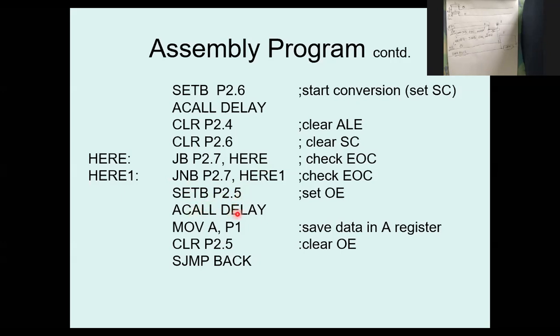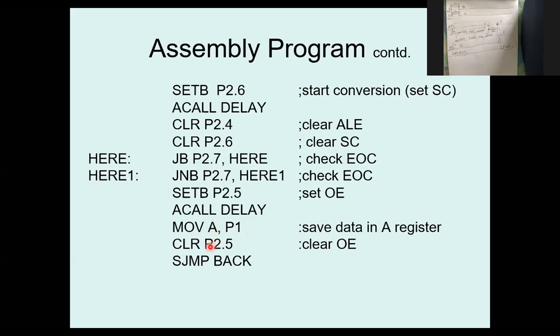OE signal high and I am given a delay. Then I just get the data. That is an input through P1, A means accumulator will be the content of P1. What is P1? P1 is nothing but connected with the data bus, that is D0 to D7. So the content of the data bus will be coming into the accumulator.